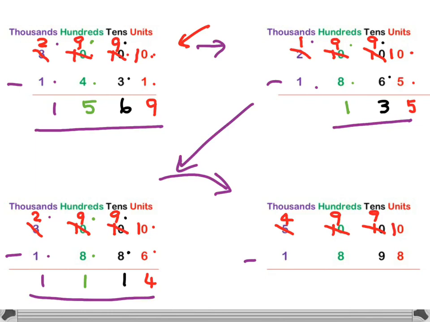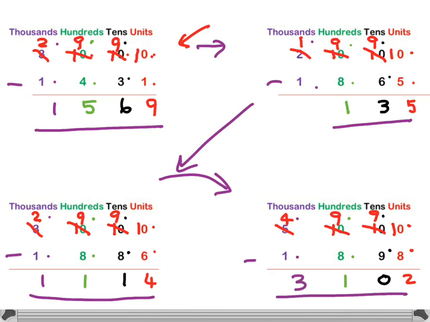Now that everybody is empowered to do something, we start with our units. 10 minus 8 is 2. Next is our tens column. 9 minus 9 is 0. Then we go on to our hundreds column. 9 minus 8 is 1. And finally, our thousands column, 4 minus 1 is 3.